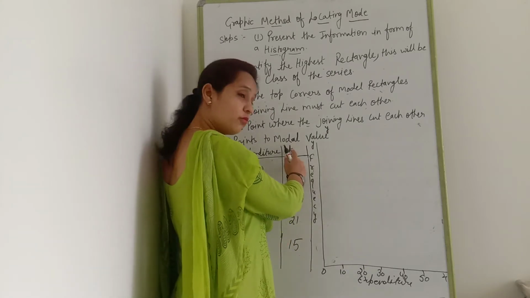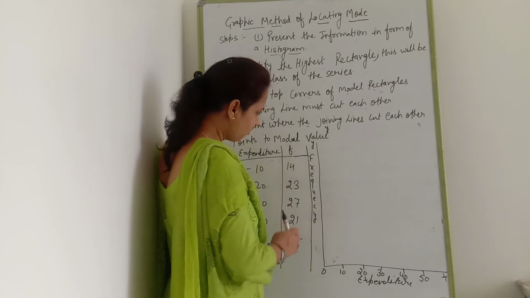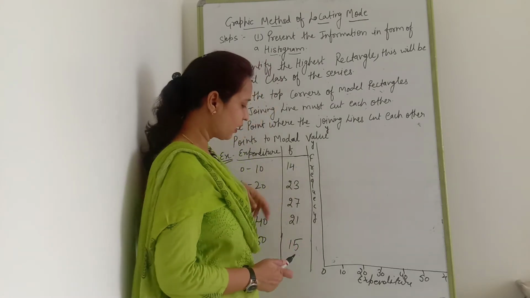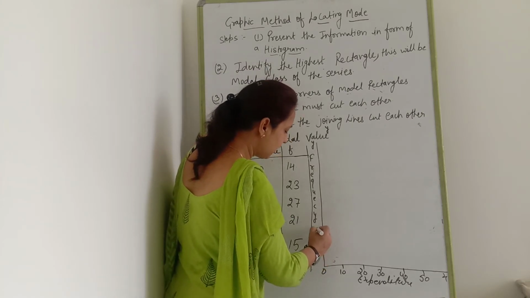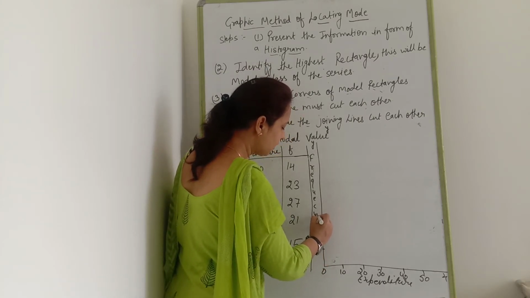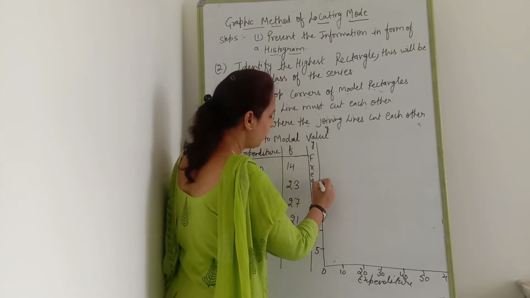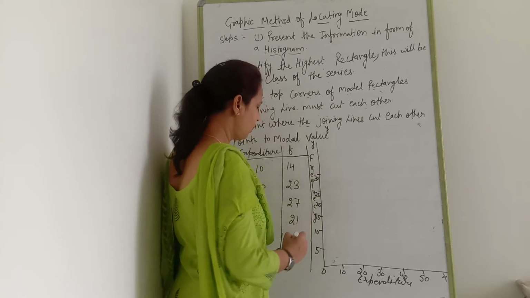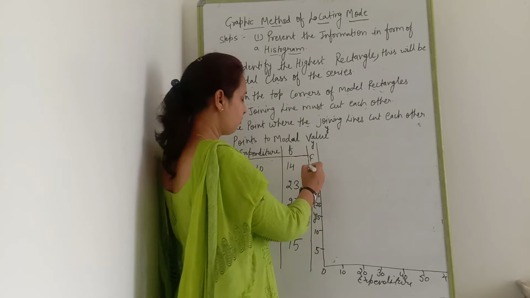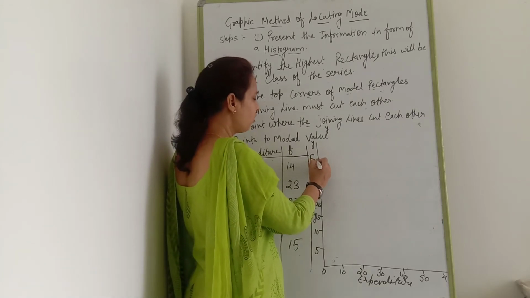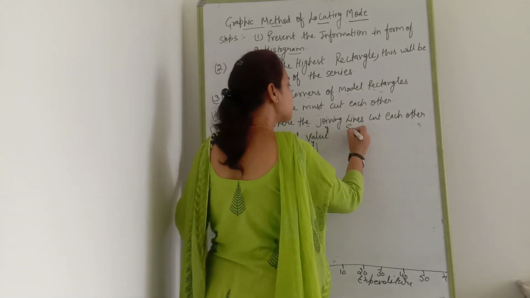Now frequency we have to take on the Y axis. Now what difference can we take? 5 we can take as the difference. That will be easy to draw. 5, 10, 15, 20, 25 and 30. We do not require too much because the highest is 27, so we can go only till 30. Clear? Now we have to mention the scale.